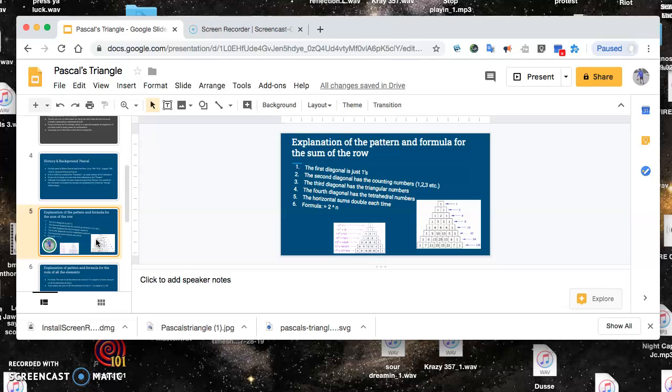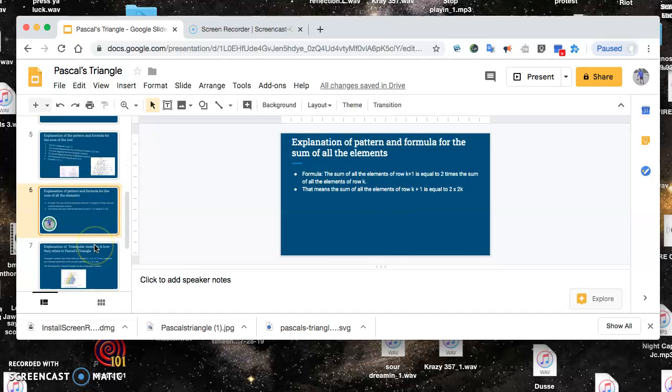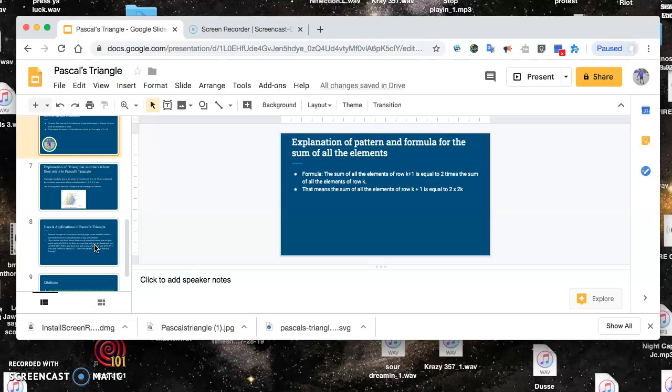Okay, now next. Explanation of pattern and formula for the sum of all elements. Formula: the sum of all elements of row k plus 1 is equal to 2 times the sum of the elements of row k. This means the sum of all the elements of row k plus 1 is equal to 2 times 2 to the k. So if you were to plug the numbers into this formula, you would be able to figure out the sum of all the elements.